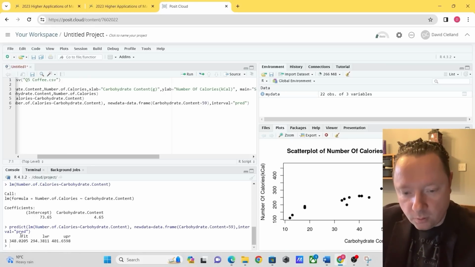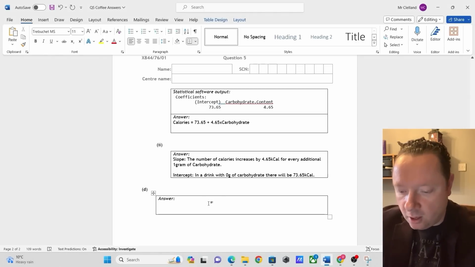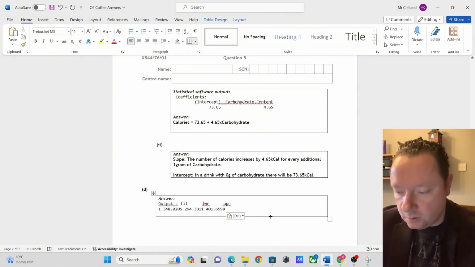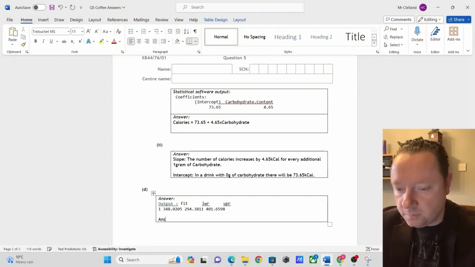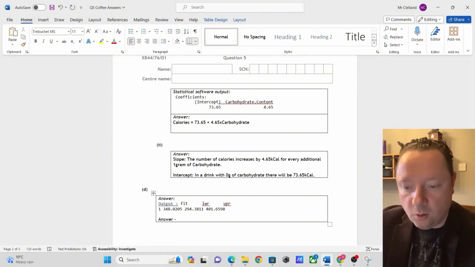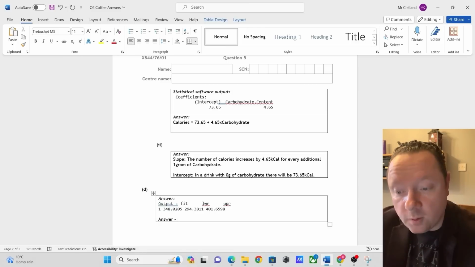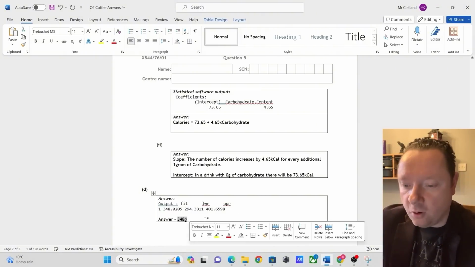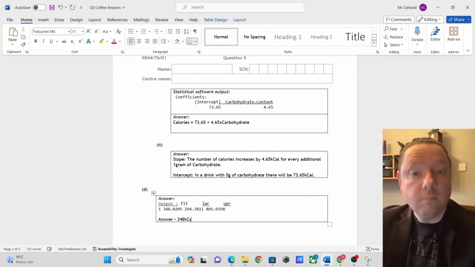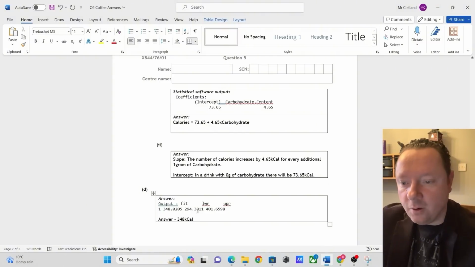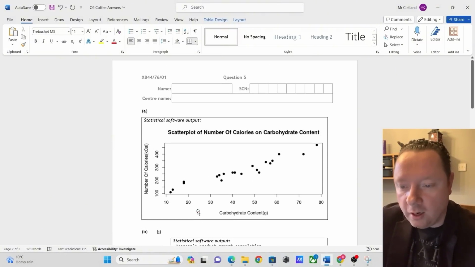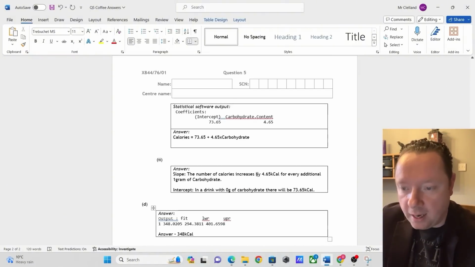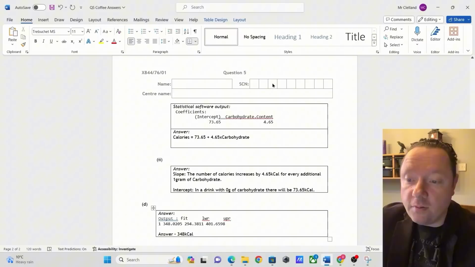Let's copy that output, shall we? It doesn't ask us for our output, but let's just put it in anyway. That was our output. And then my answer, 348.0205. It offers two other numbers, but notice it says fit, lower, upper. But we pick the fit, 348 kilocalories, and we're done there. We'll then just print this off for our examiner, making sure that our name and our centre number and everything else you need is in that sheet.